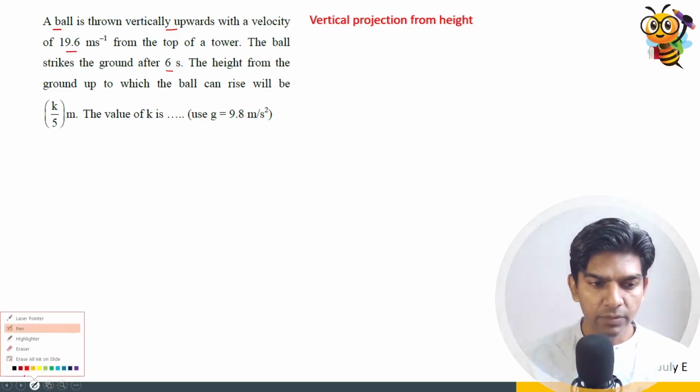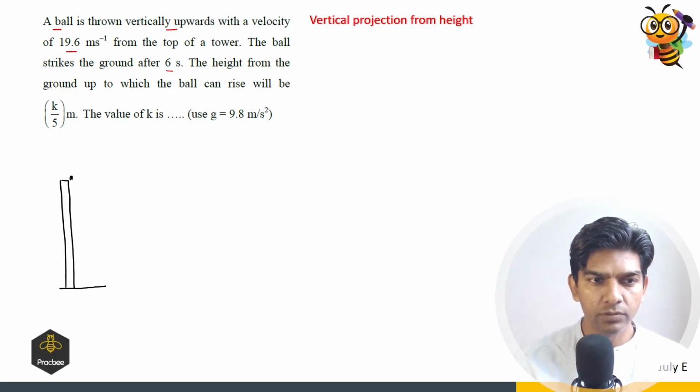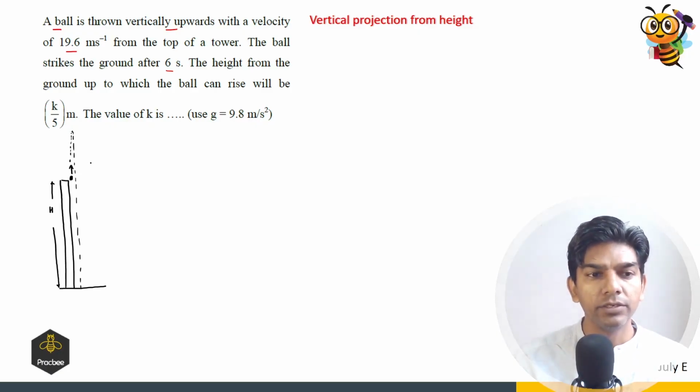Let me first draw the diagram here. This is the tower, and from this tower we are throwing a ball in the upward direction. It goes up, attains maximum height, and then comes down. The time of flight is 6, and the height of the tower is not given, so let us assume that the height of the tower is H. The initial speed of projection is also given, that is 19.6 meters per second.